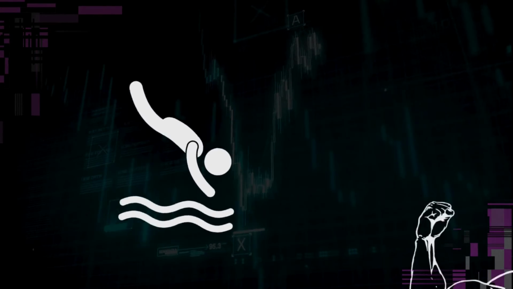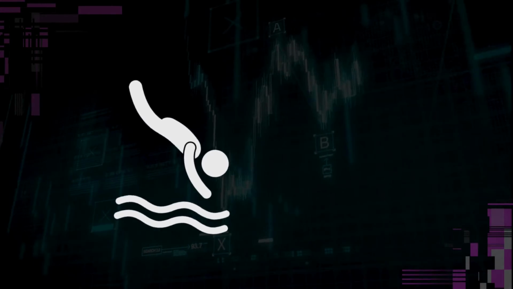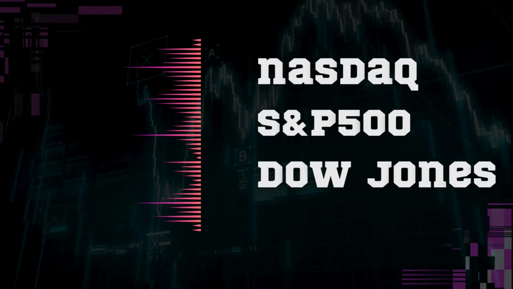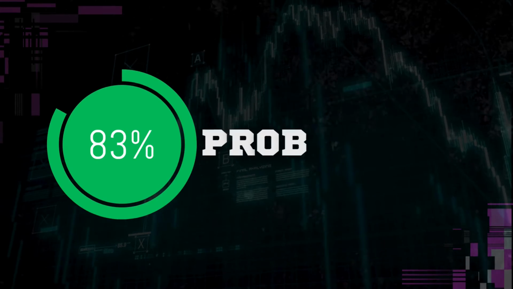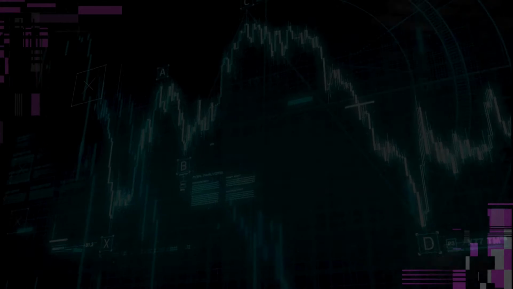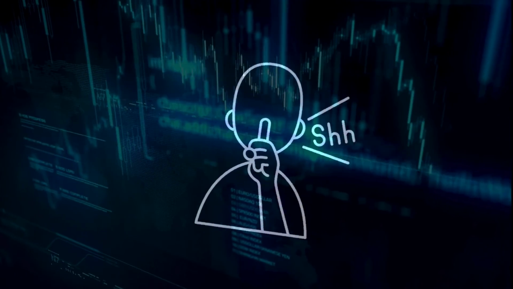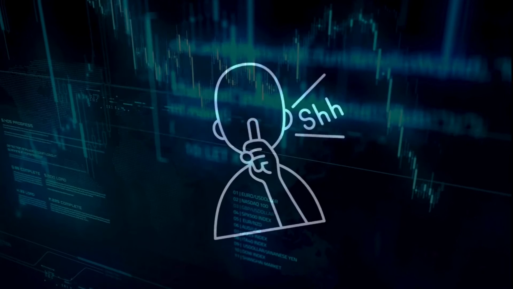Store Capital. Today we're diving deep into a powerful concept that utilizes volume profile to predict the direction of the Nasdaq, S&P 500 and the Dow Jones with an astonishing 83% probability. We're not here to feed you any BS, no, we are about to unveil a concept that could revolutionize the way you approach the markets.